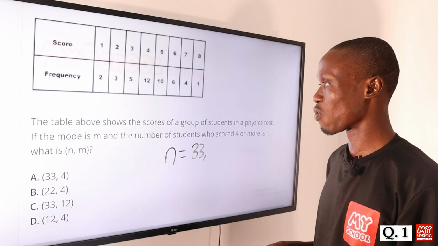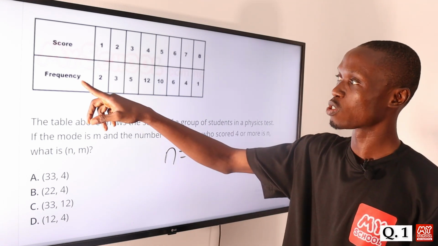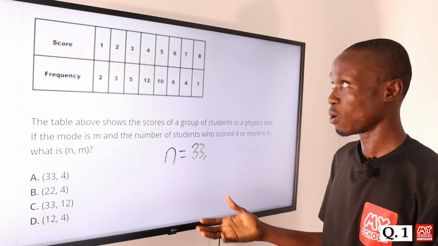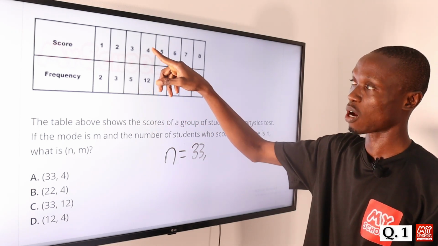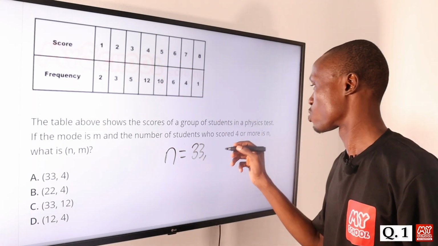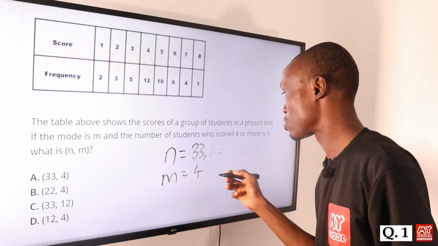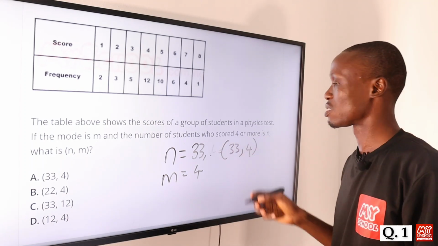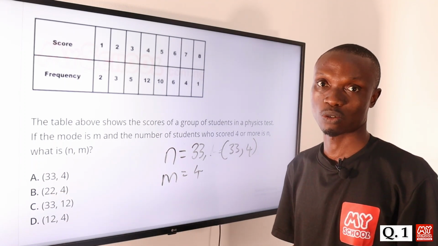Now let's get the value of M. Remember, M represents the mode. We are going to use the number of students to get the mode, because we are looking for the modal score. If you check very well, the highest frequency here is 12. We trace it up to the score and that gives us 4. So the modal score is equal to 4, and M is equal to 4. If we put this together, we have 33, 4. This is the answer to this question, and that makes option A the correct option.